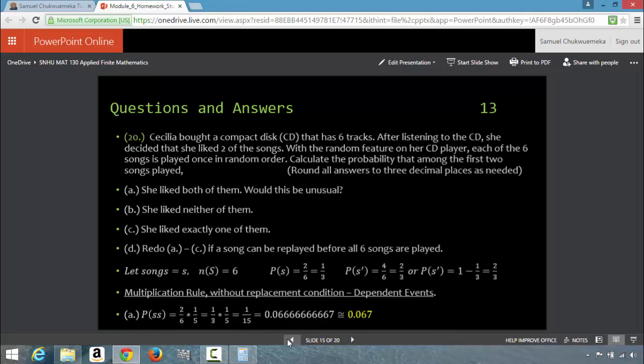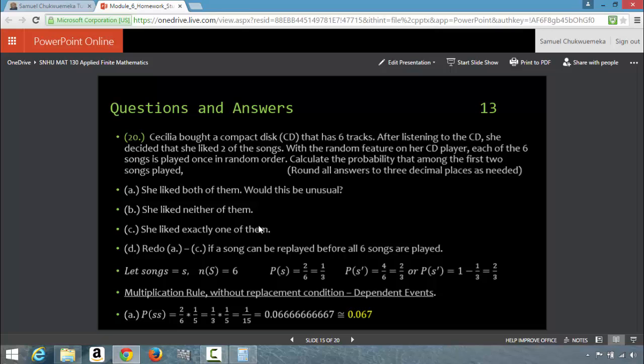Then, in the third one, as usual, we can do it 2 methods. What's the probability that she liked exactly one of them? I can do it my way or the textbook way. But I will start with my way first. So with my way, that means what? She could like the first one and not like the second one. Or, see, you're combining both the multiplication rule and the addition rule, she may not like the first one and then she likes the second one. That is exactly one of them.